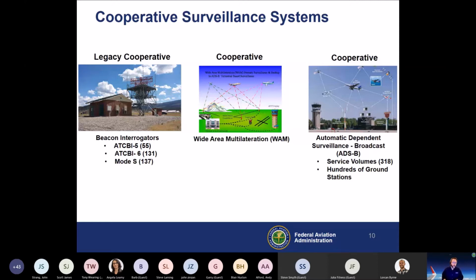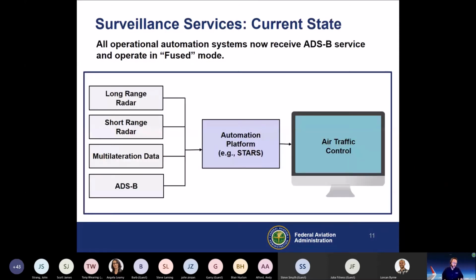And then we combine all this information into what we call a fused product. So we have the long-range radar, short-range radar, multilateration data, and ADS-B, and it's all being combined in our air traffic control automation system. We have one for the terminal area and one for the Enroute environment. The terminal area is called STARS, and the Enroute is called ERAM. But both of these perform a similar function of receiving all this surveillance data, providing a fused surveillance picture out to air traffic control for their use.